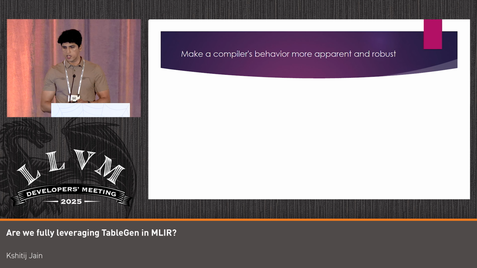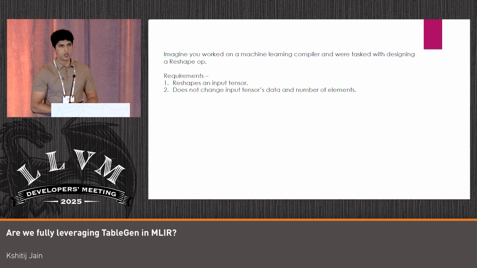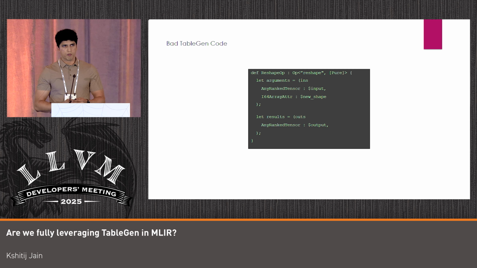Richer TableGen code can make a compiler's behavior more apparent and robust. Imagine you worked on a machine learning compiler and were tasked with creating a reshape op with the following requirements. The op reshapes an input tensor based on the specified shape, and the op does not change the input tensor's data and the number of elements. And again, this is the code that you come up with.